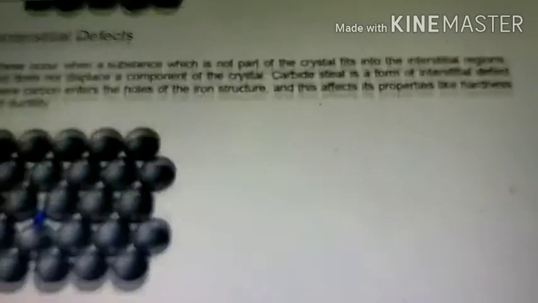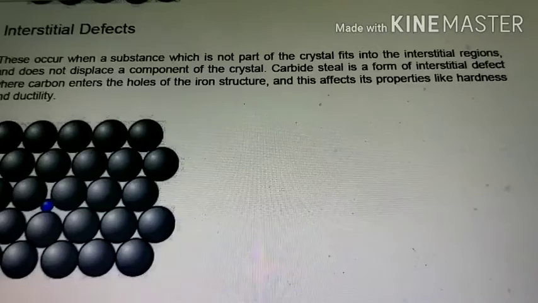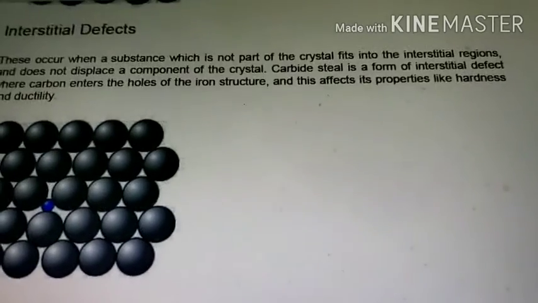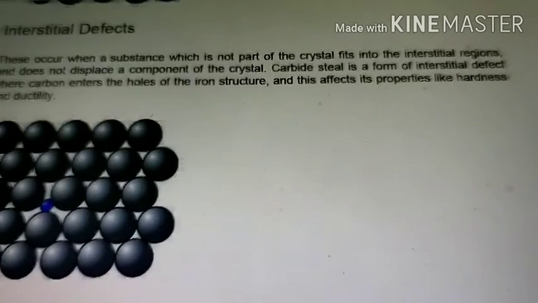Interstitial defect: when an atom enters and is placed internally at some other place without replacing the parent atom, it is called an interstitial defect.